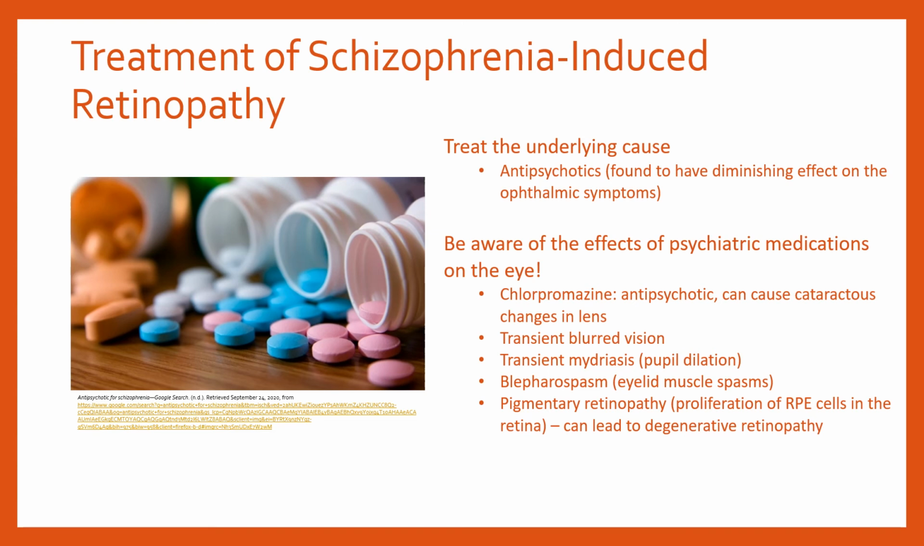The other medications can cause transient blurred vision, mydriasis or pupil dilation, and also blepharospasm, which is the spasm and the excess tightening of the eyelid muscles. Some can even cause pigmentary retinopathy, which is a proliferation of the retinal pigmental epithelial cells in the retina, and that can cause degenerative retinopathy, which is very harmful to maintaining sight.